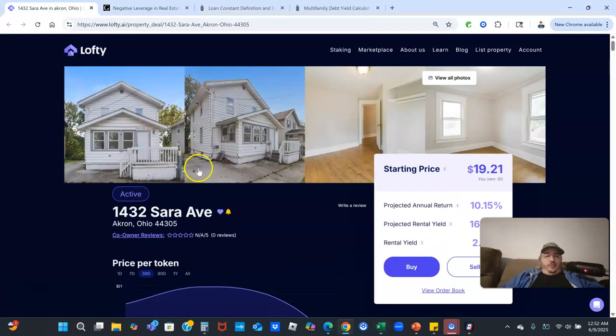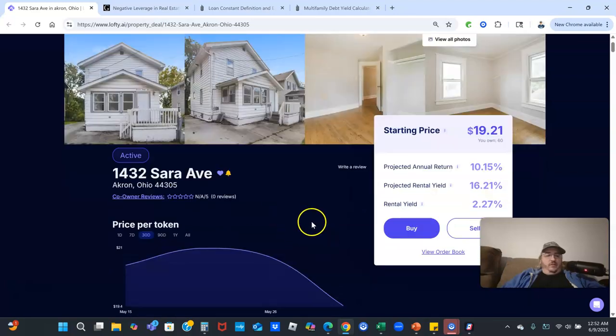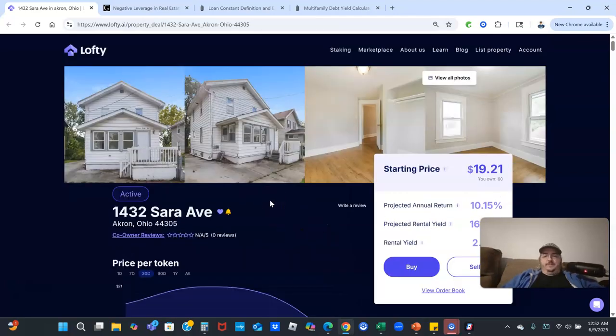I was talking to a couple of different people about this property on Lofty, Sarah Ave, where we've got like a $12,000 debt that we have to take care of right now. The most recent vote was to use a loan. It's going to be an interest-only loan at 12%.